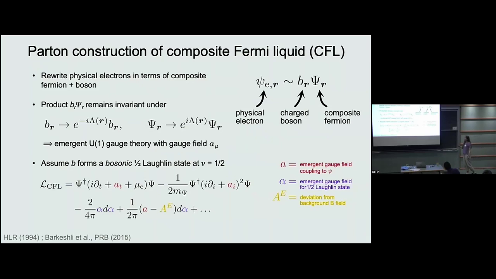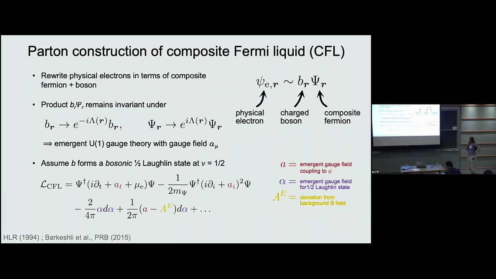This type of rewriting has a redundancy under it, so it does, from the get-go, imply that this is a gauge theory, particularly with a gauge field, what I'm going to call little a mu. Then what do these bosons do? Well, they carry all of the charge, and so they're the ones that see that there is this magnetic field applied, and that they're at half filling. And so they just form an integer quantum Hall state at nu equals 1/2. So they form a bosonic Laughlin state at nu equals 1/2.